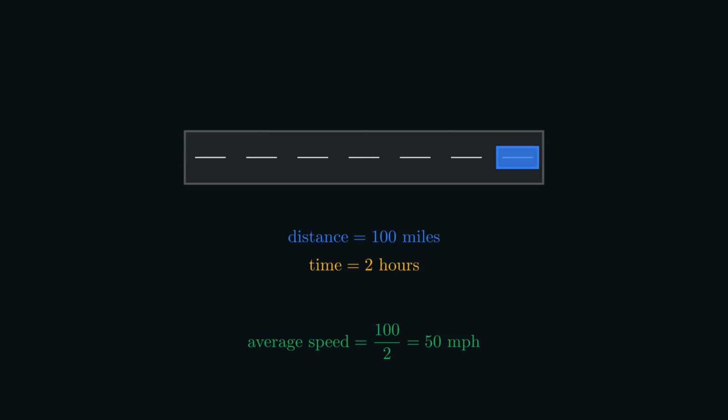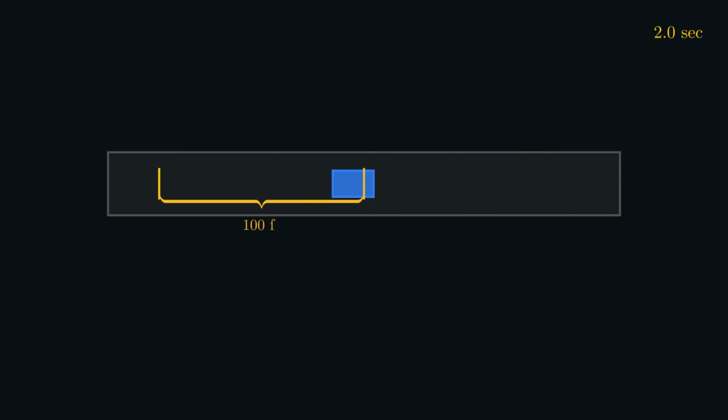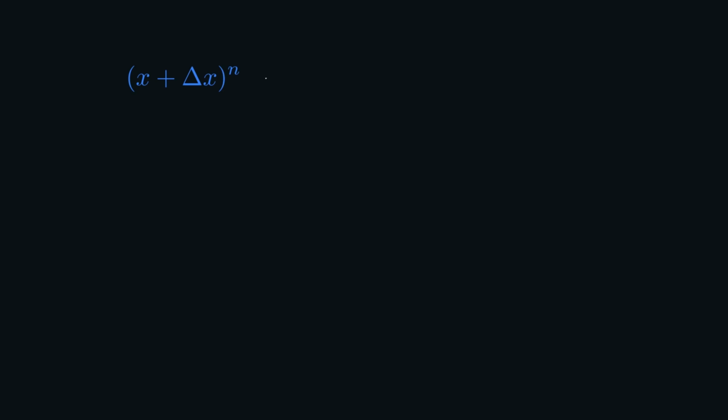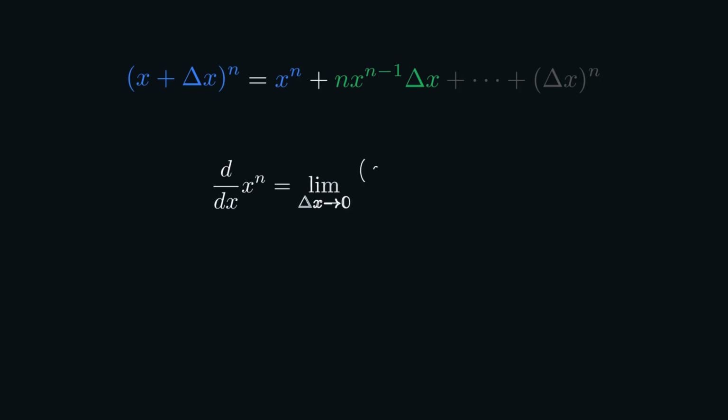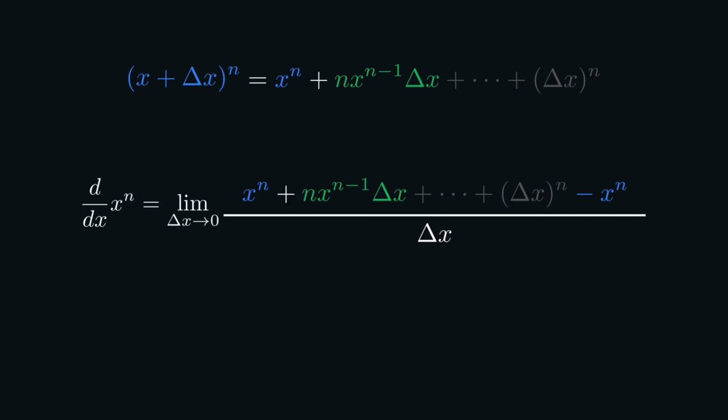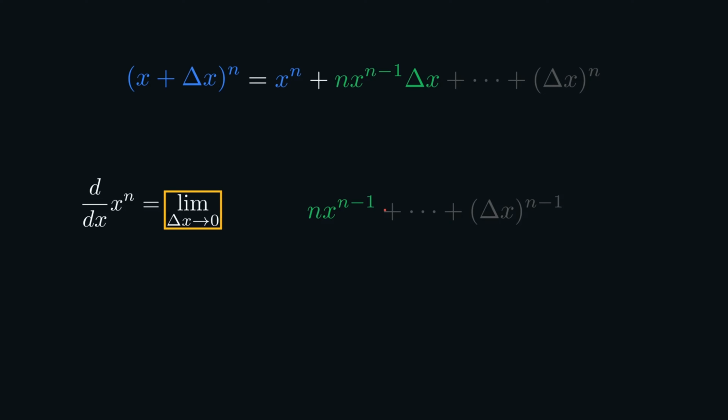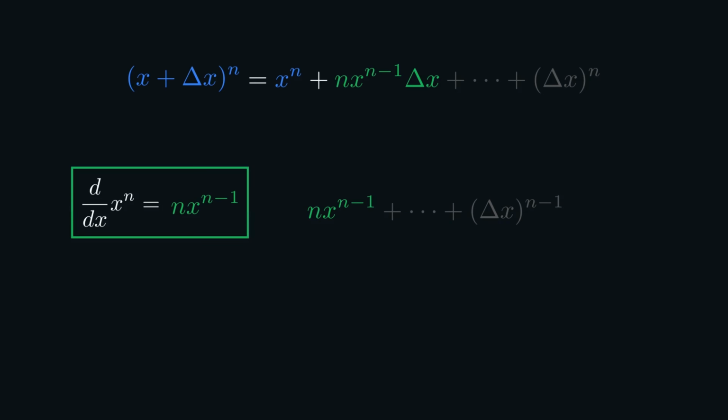A physical analogy. If you drive 100 miles in 2 hours, your average speed is 50 miles per hour. But what if you want your speed at one exact moment? You would look at a tiny time interval, maybe 1 second, and see how far you went. The derivative is exactly this. The instantaneous rate of change. When the math is done carefully, using the binomial theorem to expand x plus delta x to the n, all the terms with delta x disappear when delta x gets very small. What remains is exactly n times x to the n minus 1.